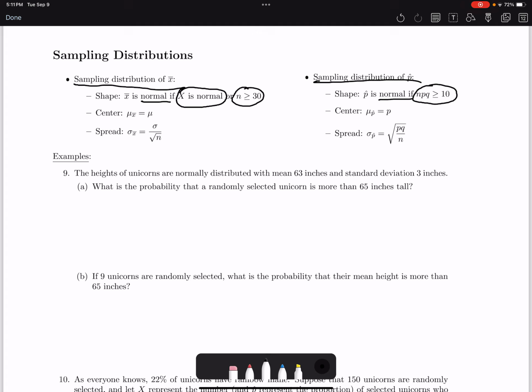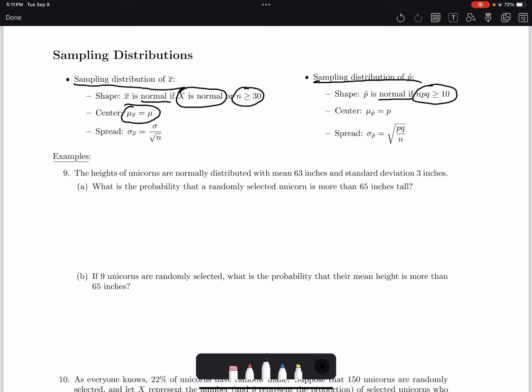The center of the sampling distribution of x bar is just going to be the population mean. And that makes sense, okay? Because some of our sample means will underestimate the population mean and some of the sample means will overestimate it. But when you take the average of all the sample means, you should get the population mean.